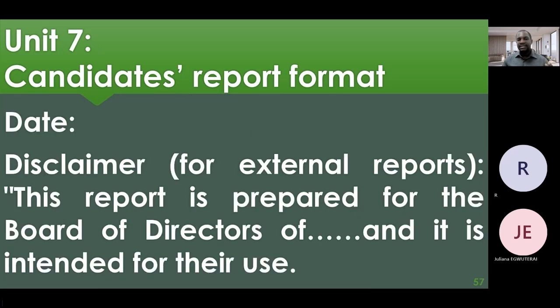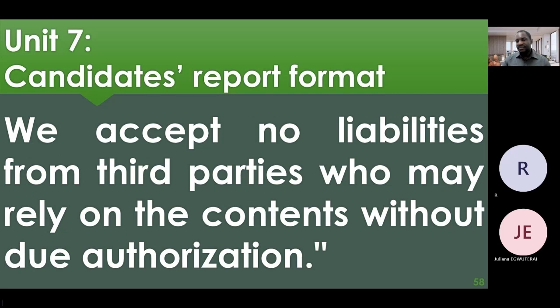You'll be marked okay. Then the next thing is date. You must write the date, whether the day you are writing the exam, put a date there. Then the disclaimer for external reports, very important. It's prepared by Josiah Gabriel & Co., for the board of this particular company we're working on. Whoever uses it is on his own. That's what your disclaimer is speaking to. An external report is very important. It's 2 marks, of which if you don't write, you're going to be marked down by 4 marks. Don't forget, for external reports it is very important. So we will accept no liabilities from third parties who may rely on the content without due authorization. This is how we put a disclaimer.